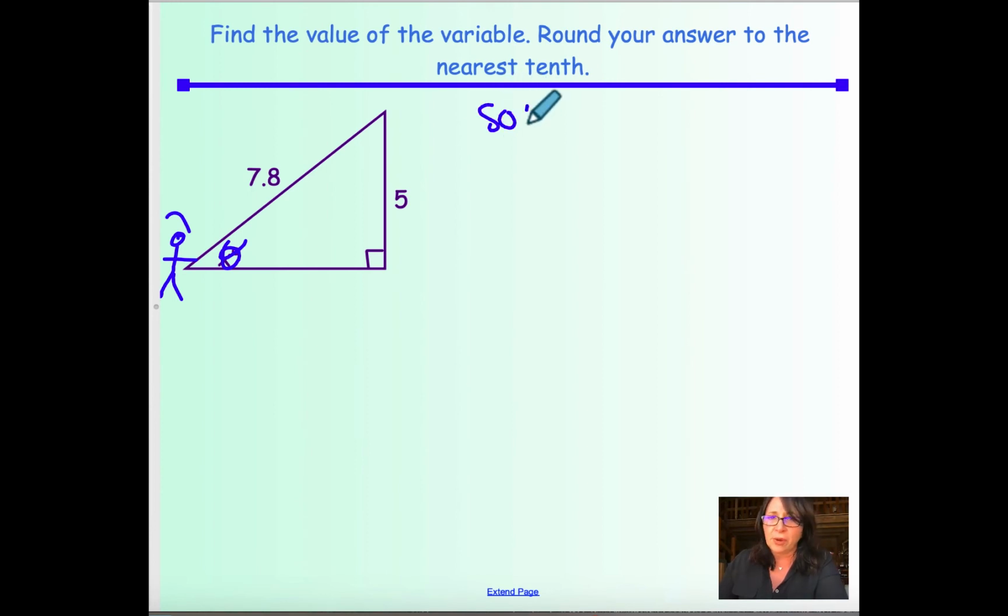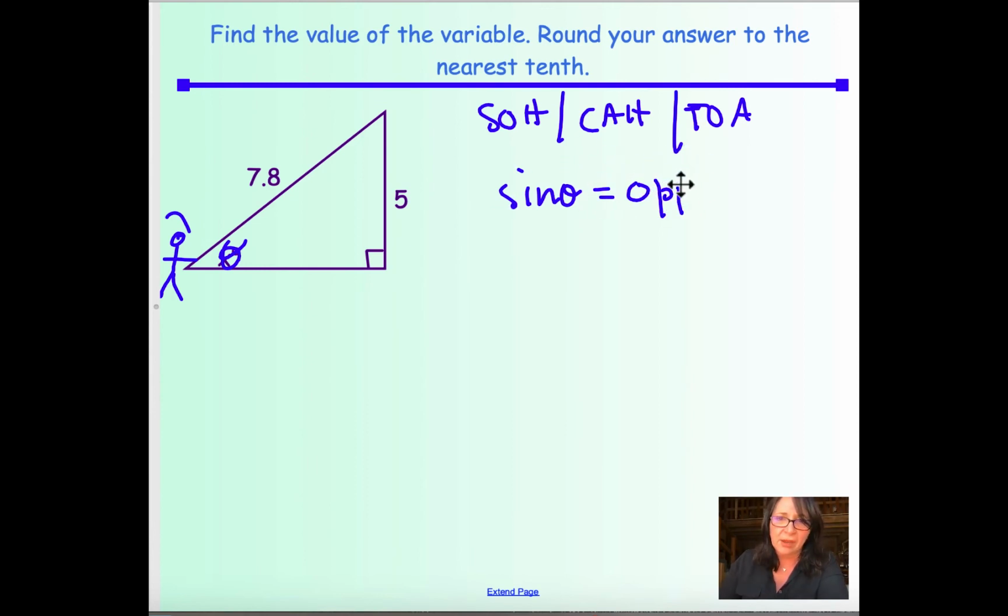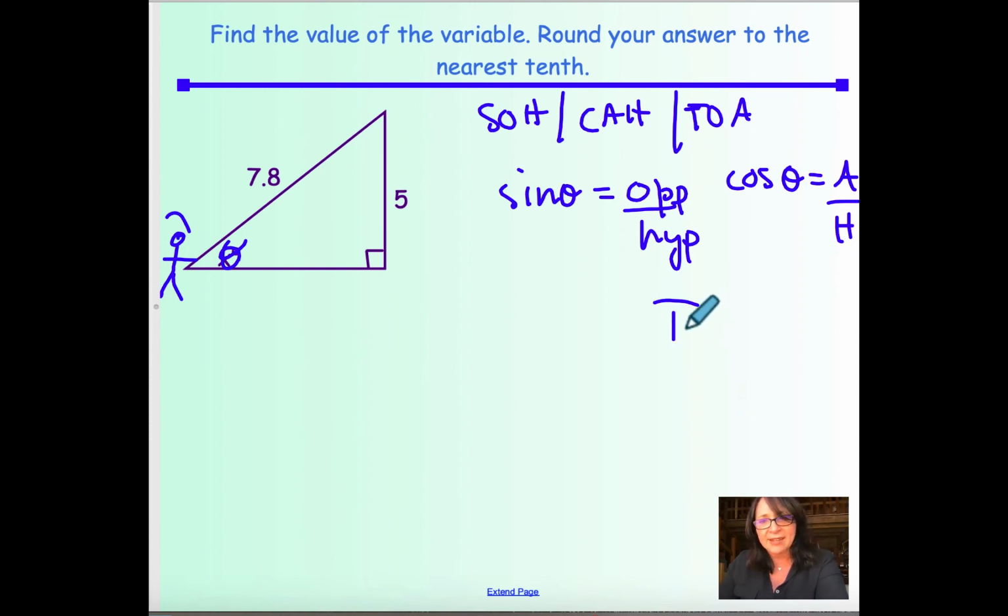Remember your SOH CAH TOA. It's a mnemonic, by the way. That means sine of an angle. Angle is always opposite the word. Sine of an angle is equal to the opposite side over the hypotenuse. Cosine of an angle is equal to the adjacent side over the hypotenuse. And tangent of an angle is equal to the opposite side over the adjacent side.